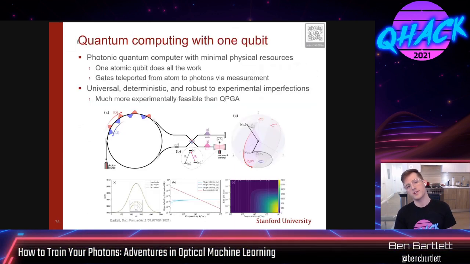So to summarize this part of the talk, I've shown how you can design a photonic quantum computer with minimal physical resources, just one coherently controlled atom. And this one atom does all of the work.